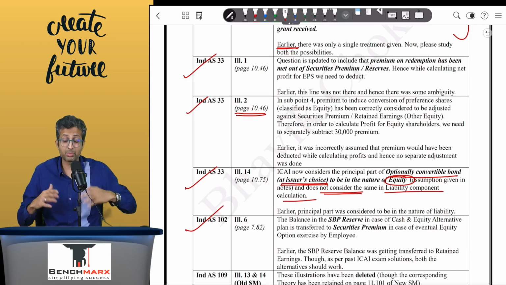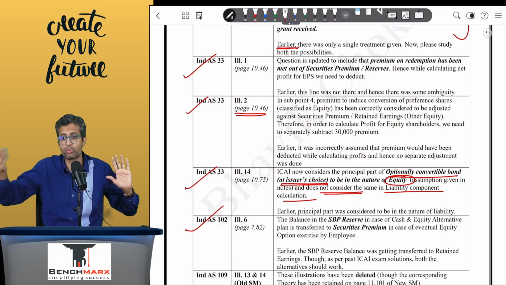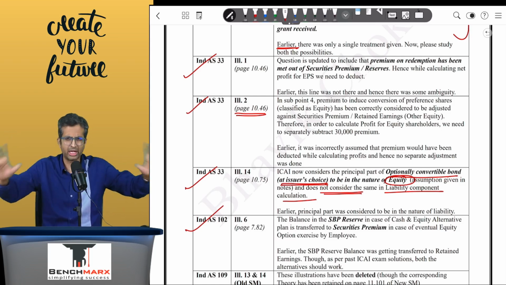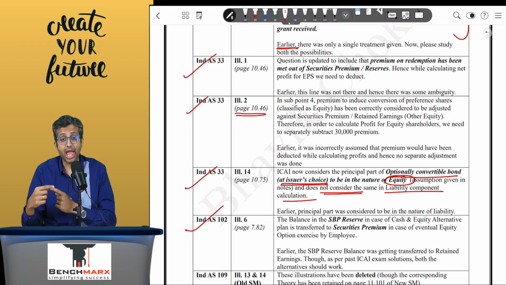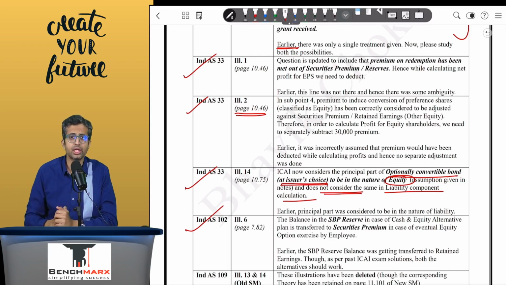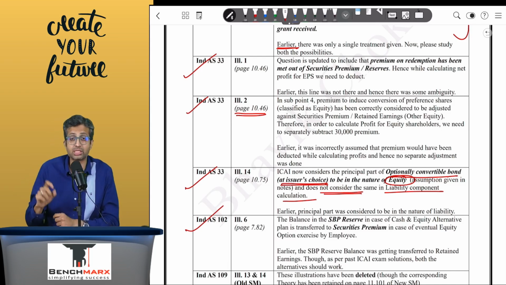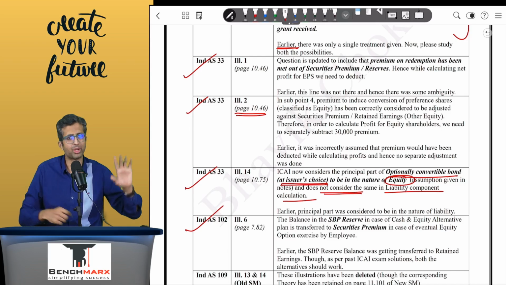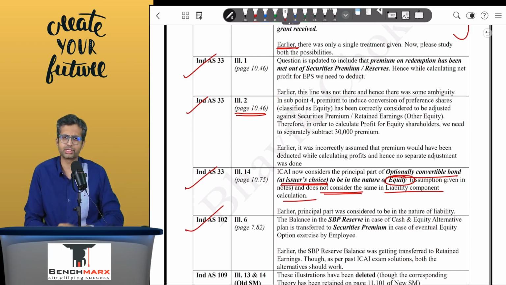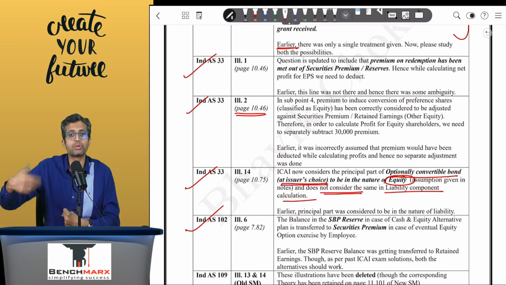The balance in the SBP reserve, earlier they would say transfer from one component of equity to another. Now, rightly so, they said it should go to the retained earnings. No problem in that. What used to happen earlier was, when an equity option was exercised, they would still transfer the balance in the SBP reserve to retained earnings. Now they have updated the treatment, and in my opinion rightly so, we have probably discussed that separately as well, that it should ideally go to the securities premium because you are issuing shares.